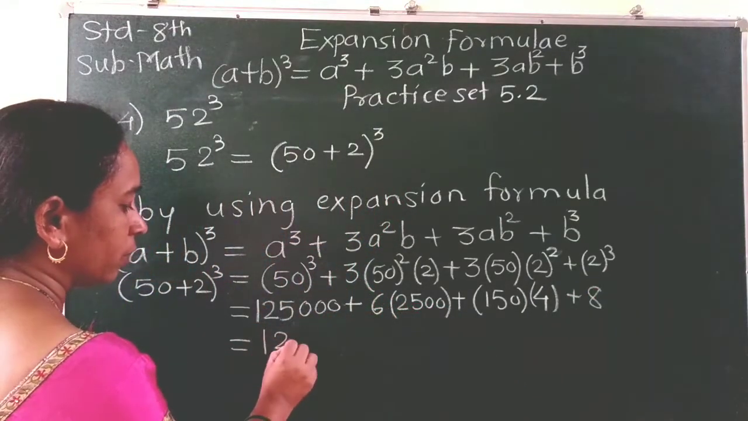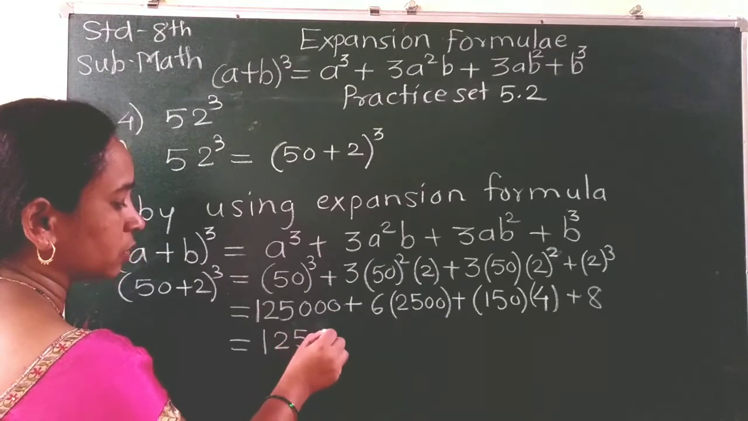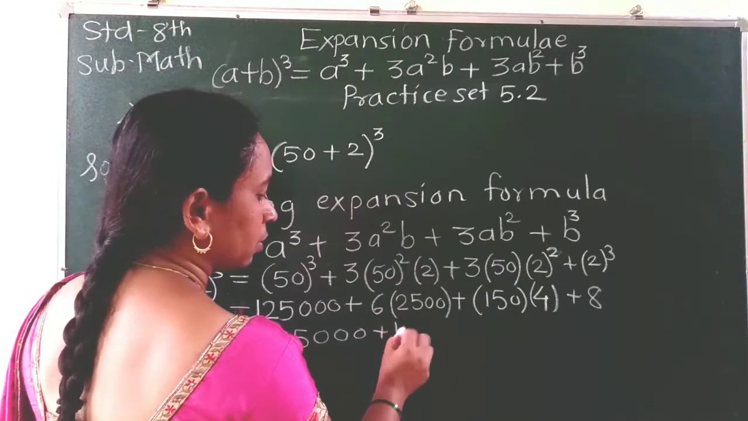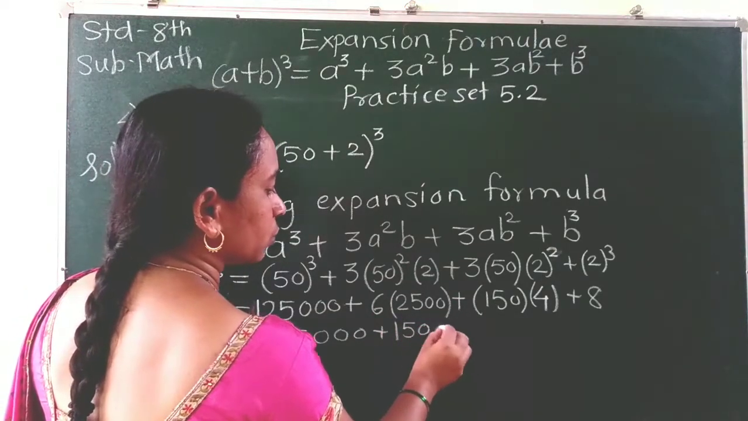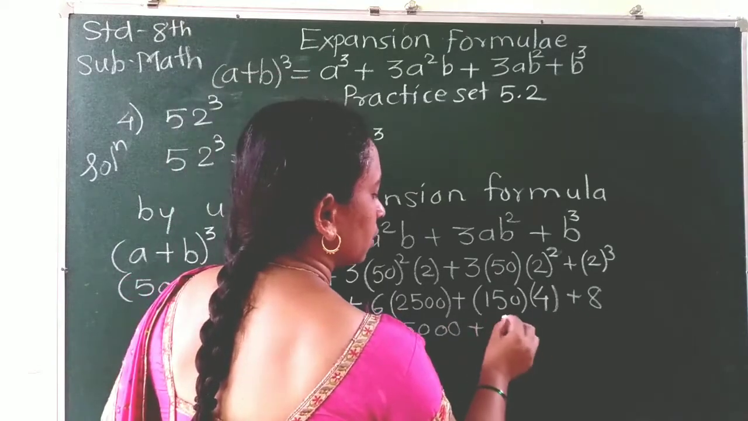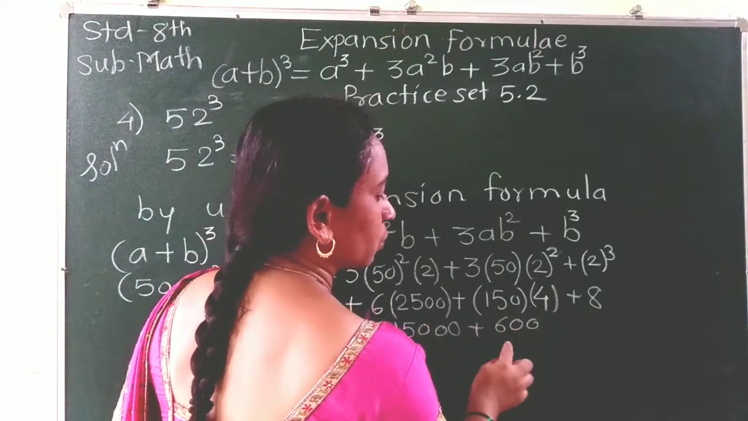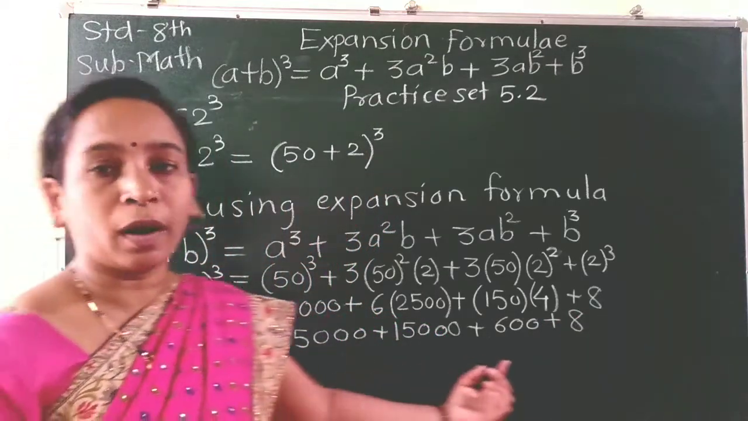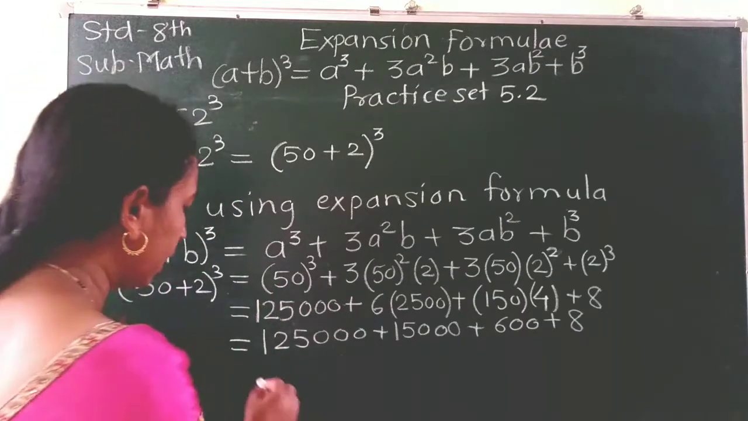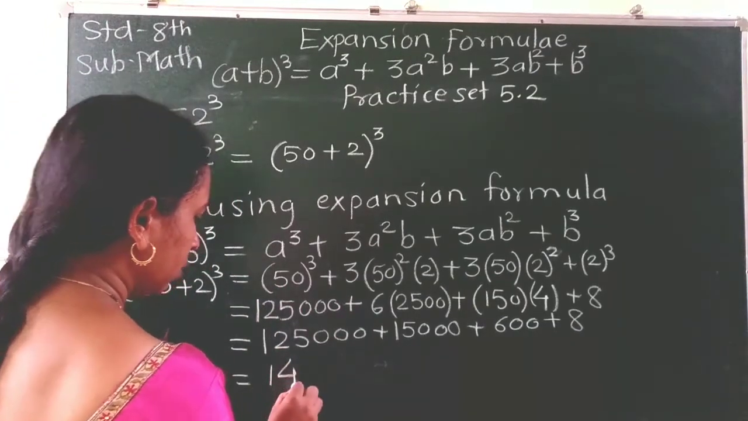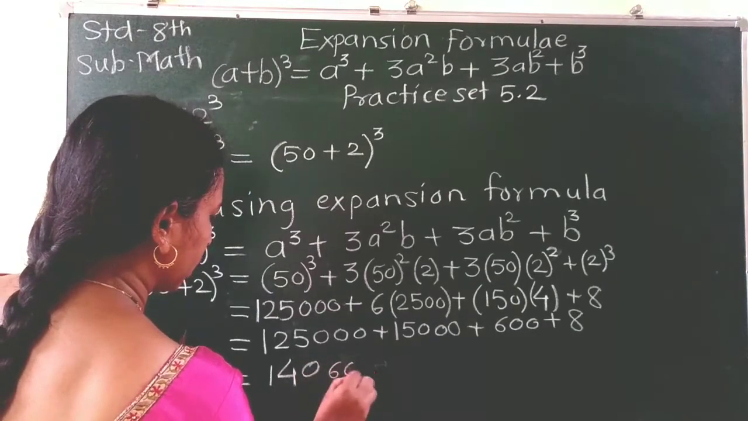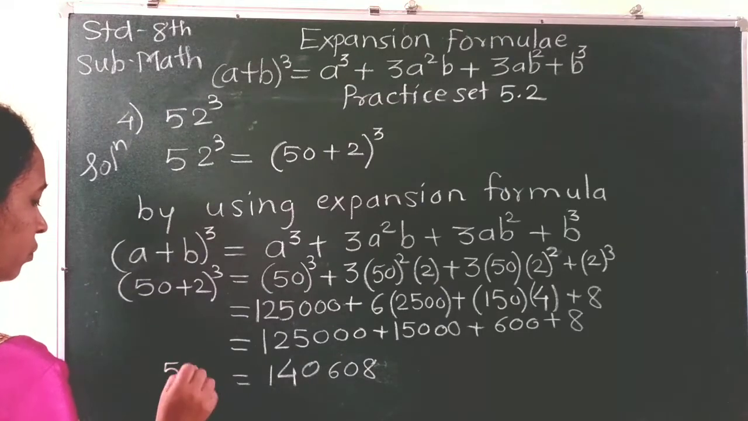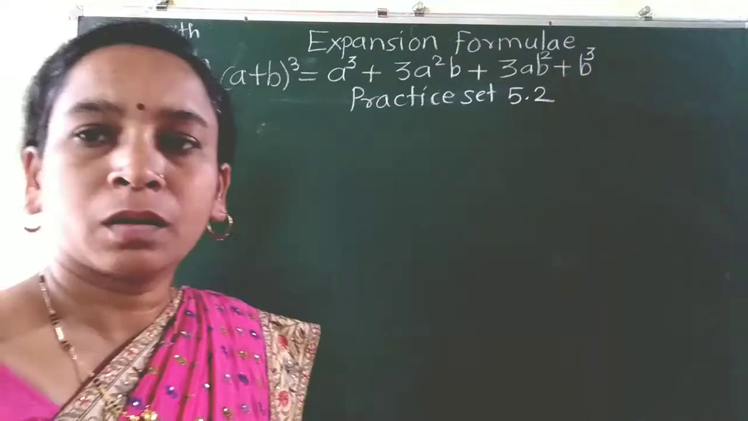So the answer: 1,25,000 plus, if you multiply this, 6 into 25 is 150 and these 2 zeros, plus here I'll get the answer, multiplication of these two would be 600, plus 8. Now to get the answer, I just have to add all these. After addition of this, I'll get the answer 1,40,608. So this is the cube of 52.